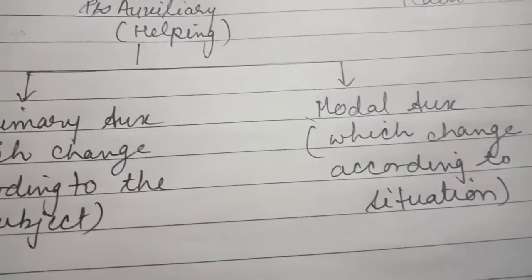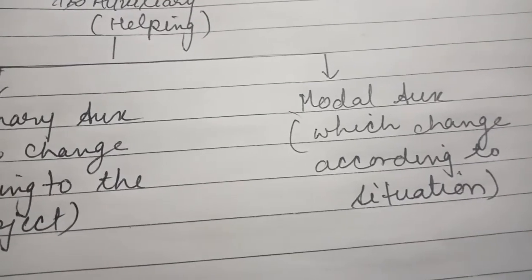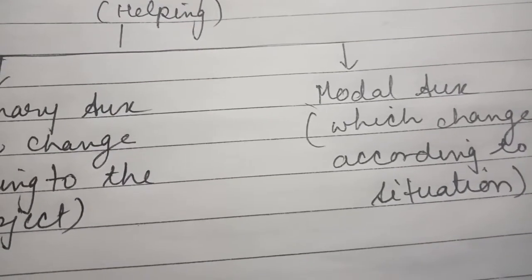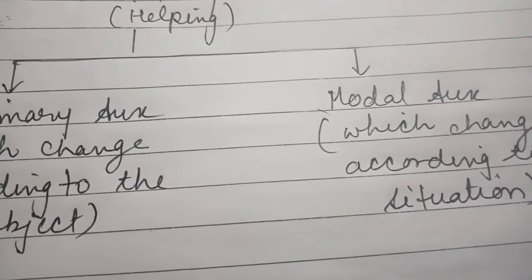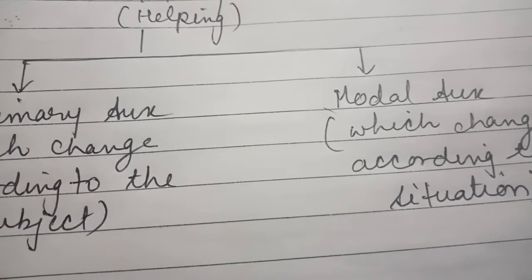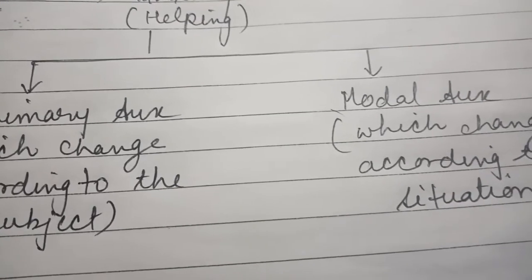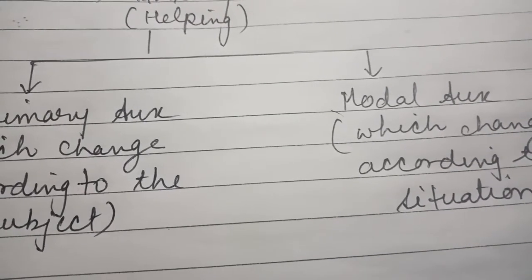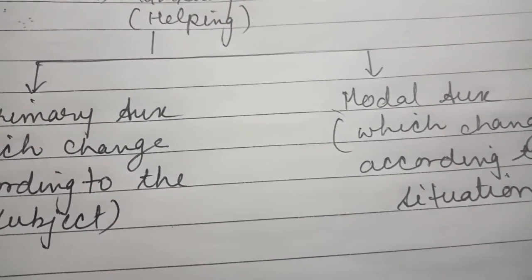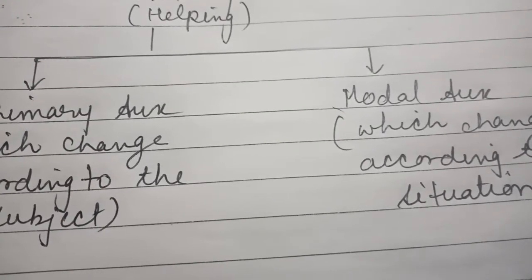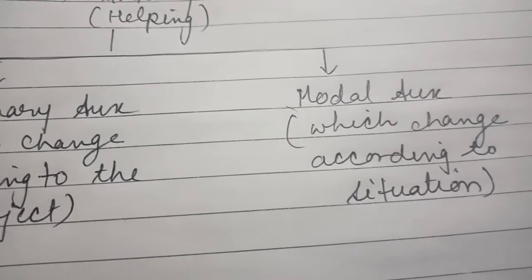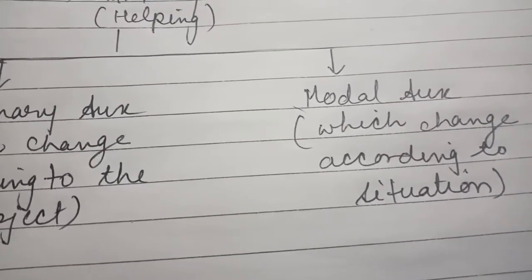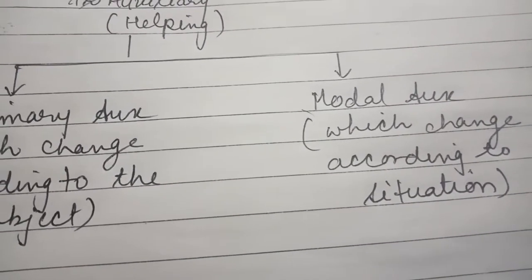But modal auxiliaries never change according to the subject. I can say he can swim. I can say I can swim. I can say you can swim. So these are not changing according to the subject. It means they are not depending on the subject. They depend on the situation. We will see how they are depending on the situation when we study the rules of the modals.